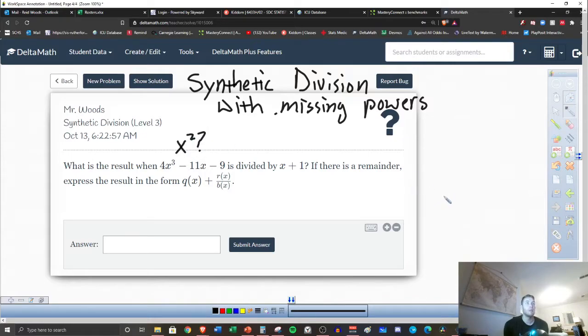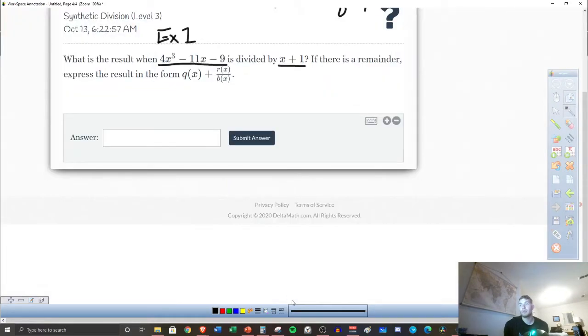So what do we do in that case when it's not there? Go ahead and write down, you can say just example 1 right here. Go ahead and write this down, as well as this being divided by. We have to express our remainder in that special format that we looked at yesterday. But let's go through our steps.